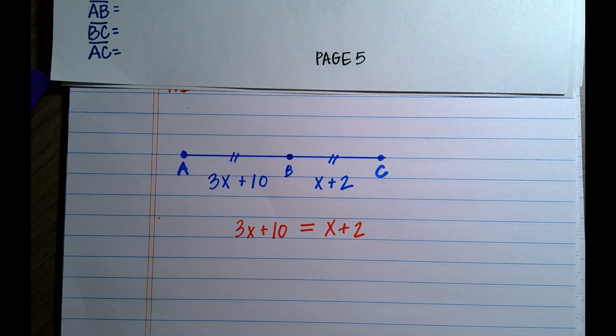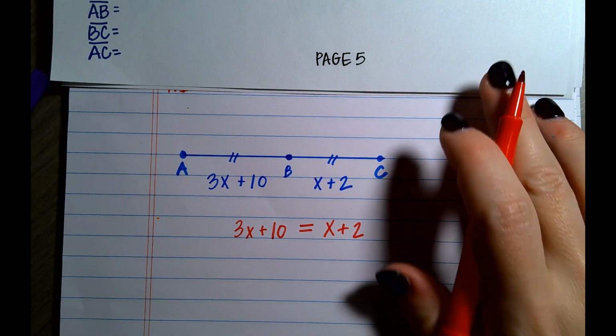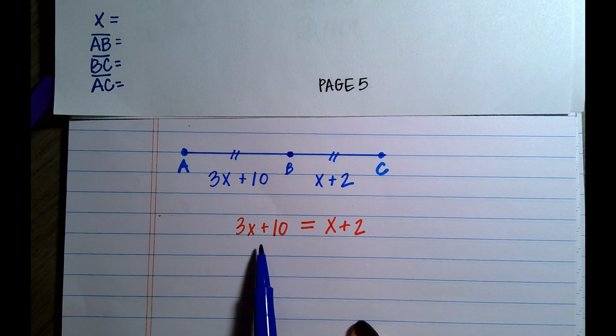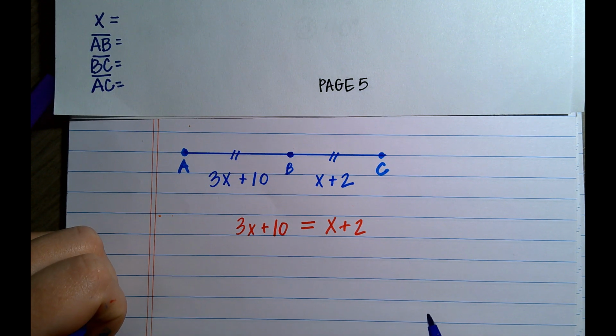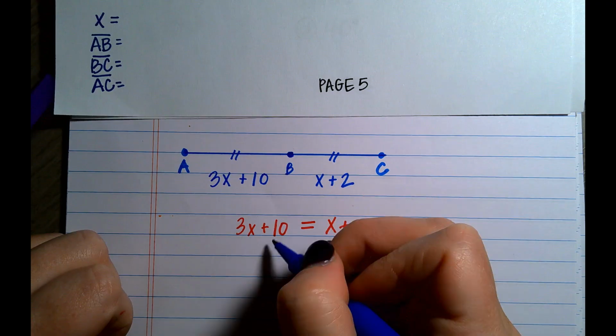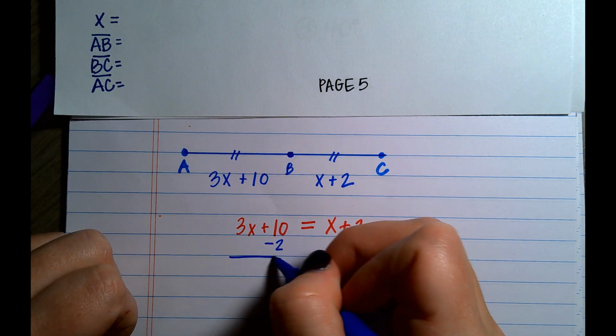Okay. So, how do I solve this? Combine your like terms. So, what do you want to combine first? The 10 and 2? Okay, so how do you want to do that? Minus 10 or minus 2? Minus 2? Okay, so minus 2 on both sides.